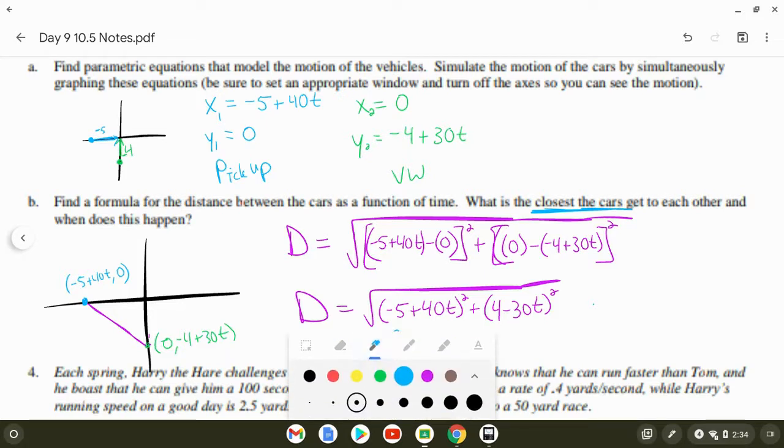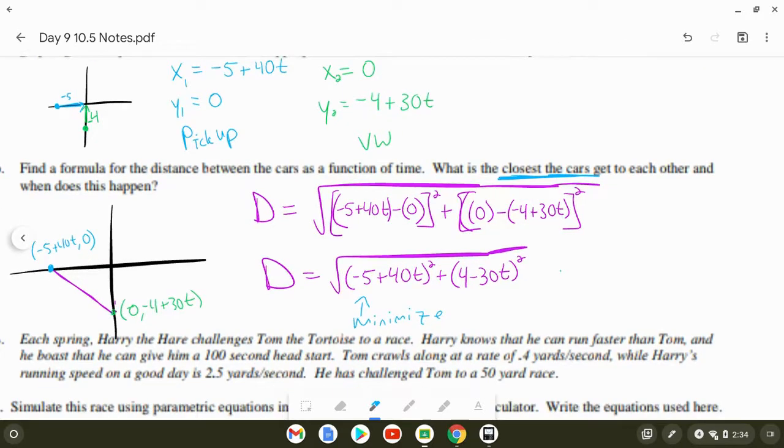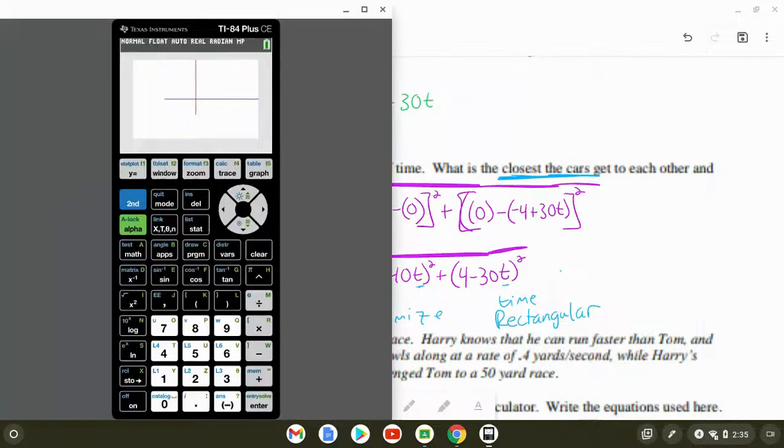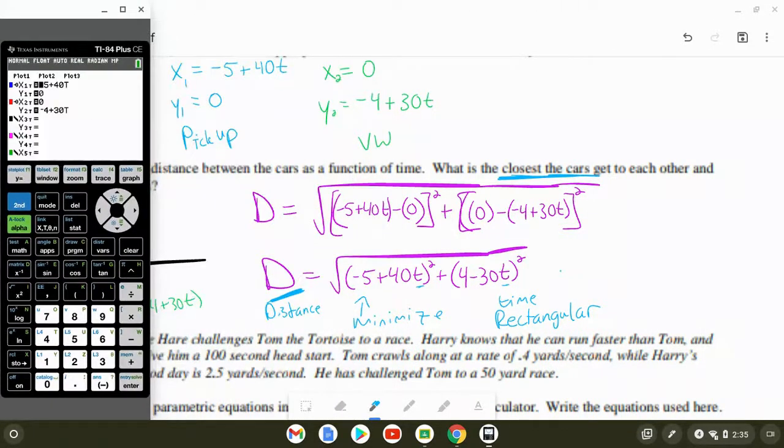Now, be aware here that when we're talking about this graph, we have the distance as a function of time. So we're going to use the rectangular graph, not parametric, because we have one graph here. We're going to go back to our calculator, and we're going to go to the mode, switch it back to function mode, because we are in rectangular form. And then for our y equals, we're going to do the square root of, parentheses, -5 plus 40, x, or t, close them squared, plus 4 minus 30, t, close it squared.